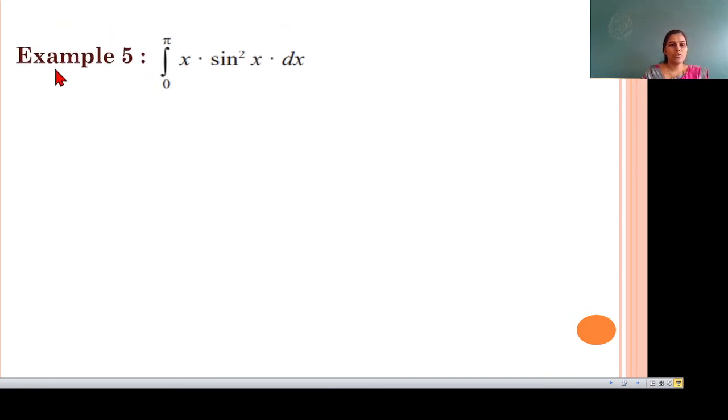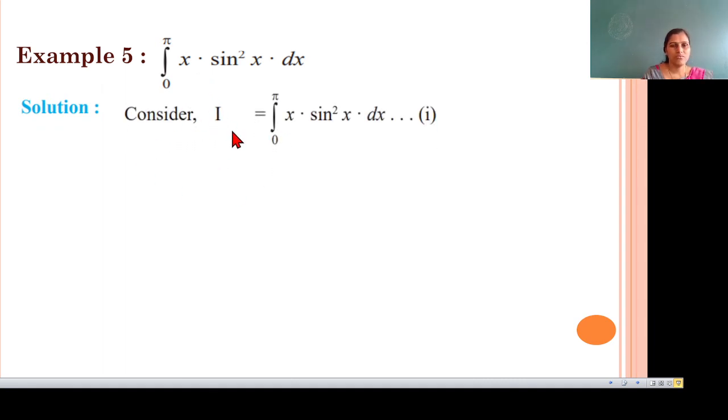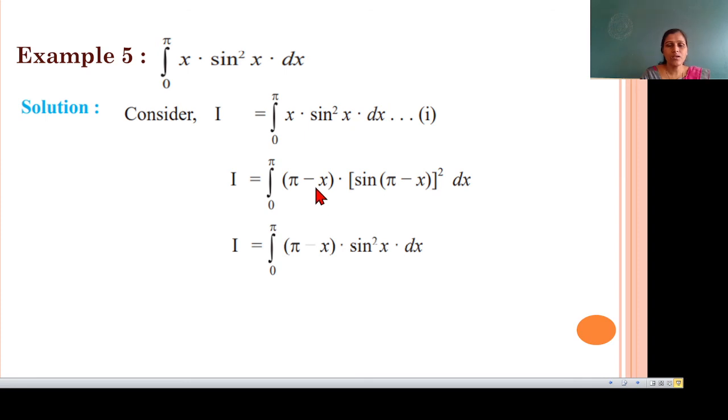Then we will move to our next example, example 5. In example 5, we are given the integral 0 to pi of x into sin square x dx. Now this will be your I. So we call this equation 1. Then, by using one of the properties of definite integration, we will replace this x with pi minus x. So this step appears: pi minus x.